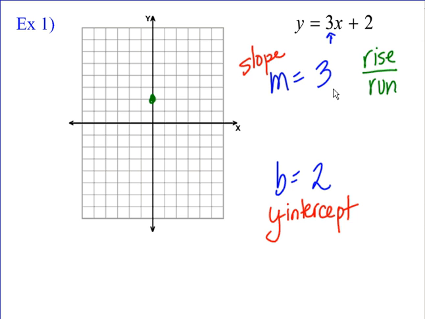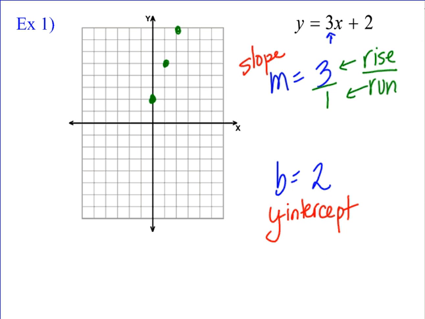Now slope is the direction of a line or the steepness of a line, and we can determine that by rise over run. So if we take the number 3 and put it into a fraction, 3 over 1, we'll see that we can get a rise of 3 and a run of 1 from this point of the y-intercept. So we'll rise 3, 1, 2, 3, and over 1. We can do that again, rise 3 and over 1. We can see that we're getting numbers in a line.